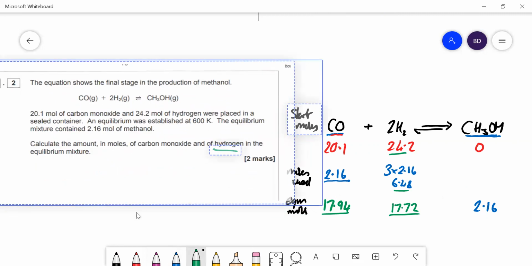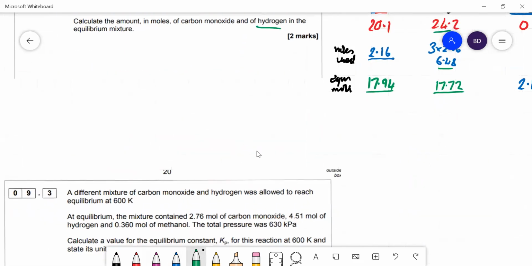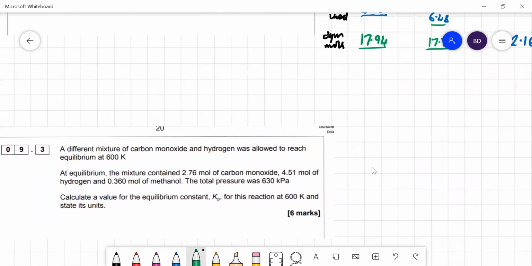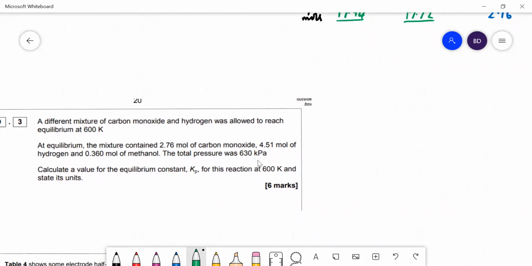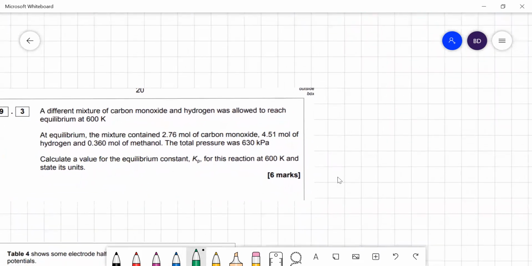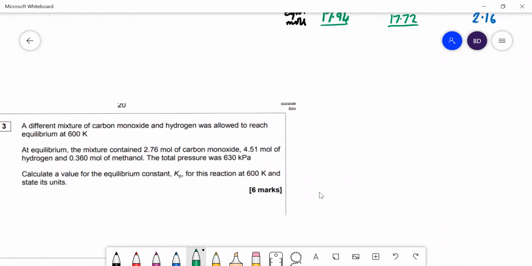Right, now as is usually the case with these questions, the next bit says in a different equilibrium, a different mixture was allowed to reach equilibrium. Okay, and they give us these moles, and we have got to work out Kp. So what's the expression for Kp then? Well, Kp is equal to the partial pressure of methanol to the power of 1 divided by the partial pressure of carbon monoxide to the power of 1 multiplied by the partial pressure of hydrogen. We've got 2 moles of hydrogen, so it's squared.